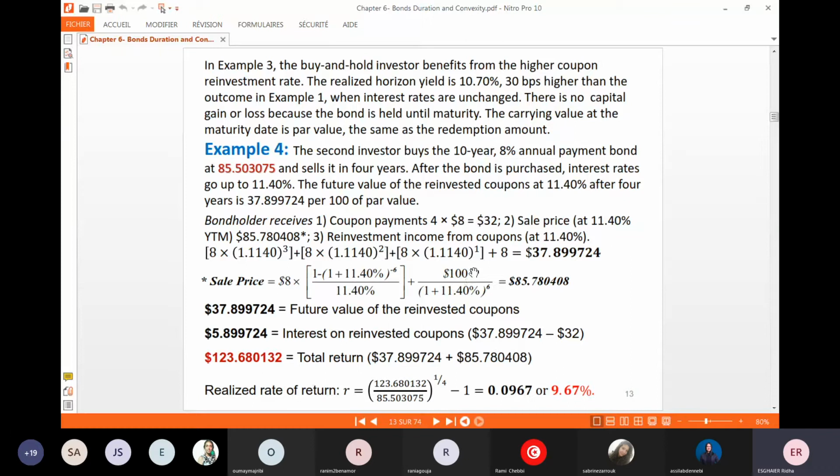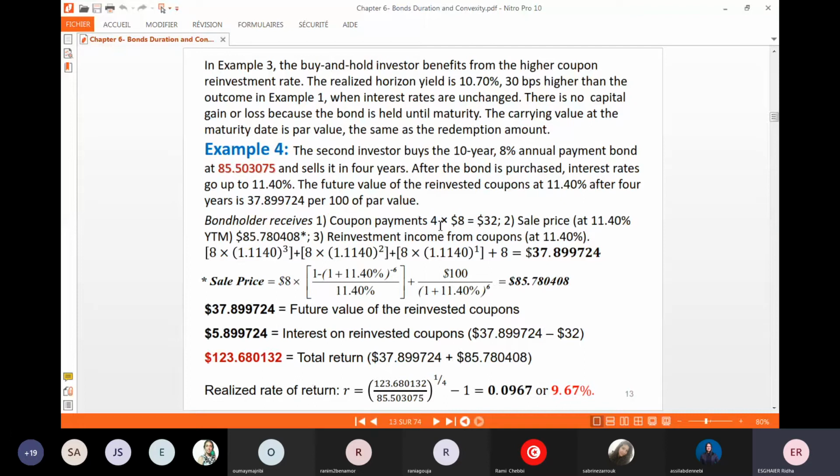Selling the bond 4 years from now at 85.78, and receiving 37.89 as the future value of the coupons, and comparing this with the price he paid initially to buy the bond, which is $85.5, we find that the realized rate of return of the investor is 9.67% only. It is no longer 10.4, it becomes 9.67.